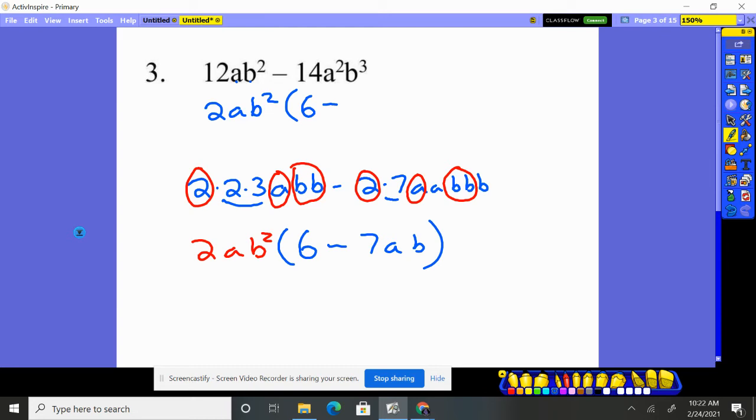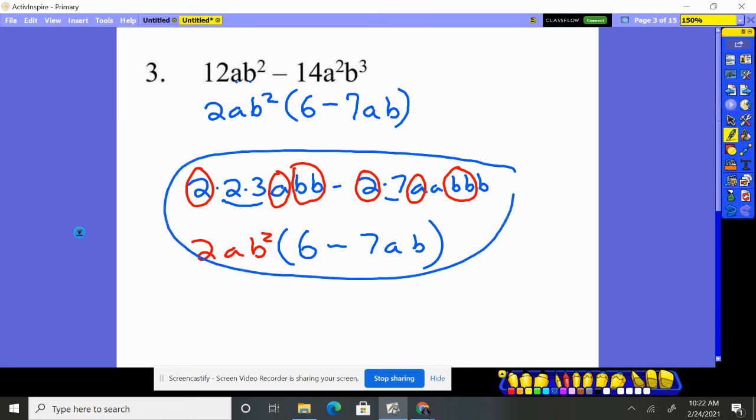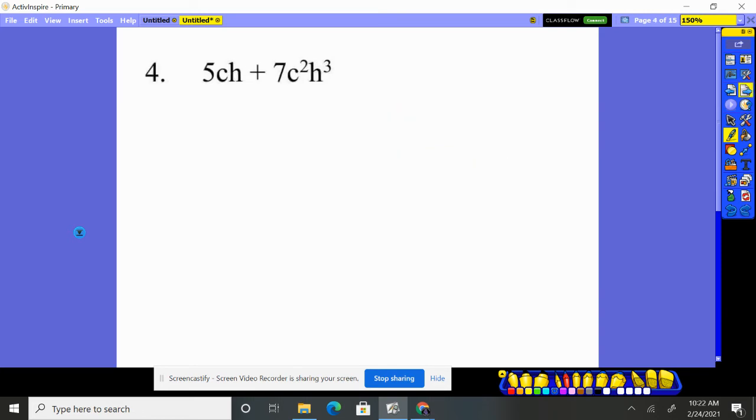Minus 2 times what gives me 14? 7. I pulled an A out. I had A squared. That means there was another A left behind. I have B cubed. I pulled B squared out, so a B was left behind. Either way is fine. This way here, you're probably not going to miss it. And especially if you're struggling with this, that's the way to go.